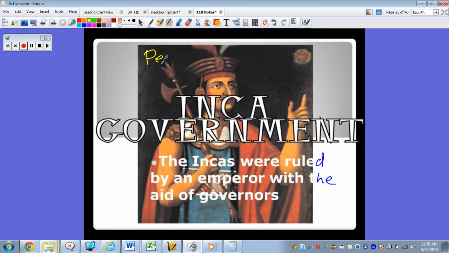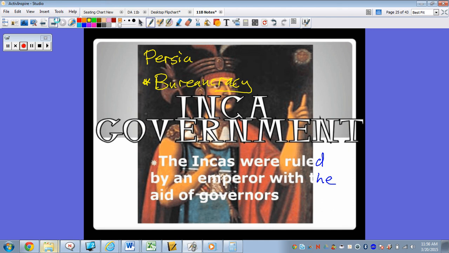Guys, this is a lot like Persia, where if you remember we had the Persian emperor, King Darius or whoever. We had the Persian king, and then the Persians had satraps, regional governors that were in charge of specific areas and were responsible for making those decisions in the ruler's name. They do the same thing. We have a magic word for this: bureaucracy.